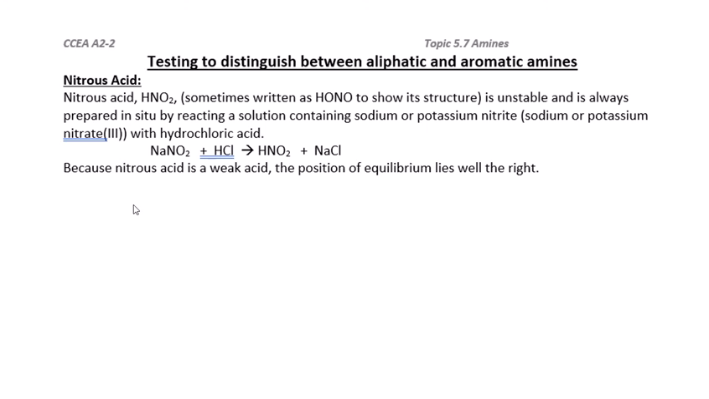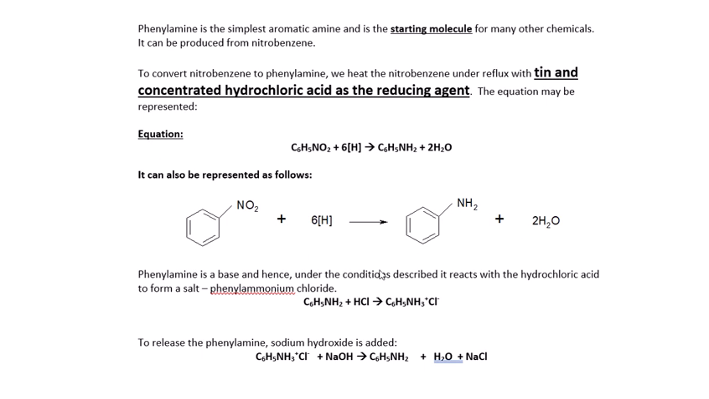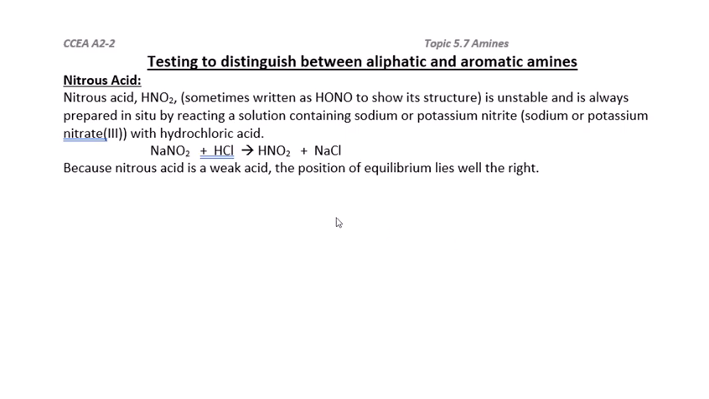Now, to test for those amines, remember that this was a weak base. Do you remember we said earlier on that this is a benzene ring with an NH2, it's going to be a weak base, and we've got the aliphatic ones where we've got straight chain carbons. Now, the test between those two is to use what's called nitrous acid. Nitrous acid is HNO2, sometimes written as HONO to show its structure a wee bit more. There's an N with an OH group and an oxygen attached to it.